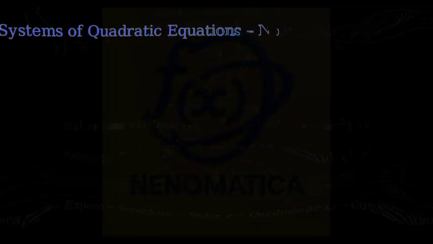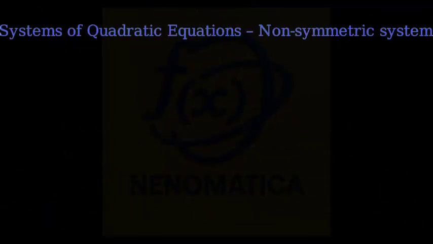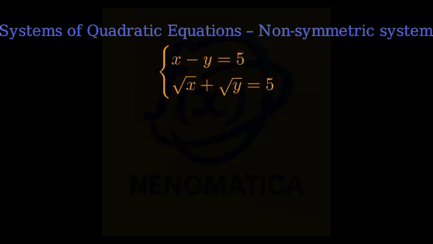We will solve a non-symmetric system involving square roots, step by step, exactly following the algebraic structure shown on screen. Here is the system we will solve. First, x minus y equals 5. And second, the square root of x plus the square root of y equals 5. We begin with x minus y equals 5.